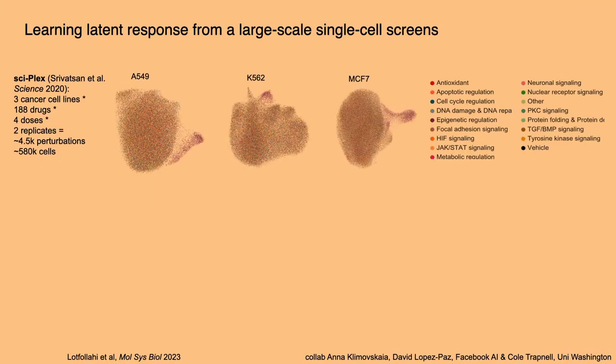This is a data set from Cole Trapnell, and I learned a new word from you today. You called this plot, not a mosaic, no, you called it a salt and pepper plot, no, a mosaic plot, some nice confetti plot, yeah. So this is a confetti plot, and you see that you have all these different labels for the perturbations. In this case, I think it was something like 200 drugs that were added to 3 different cell lines. You see just the single-cell RNA-seq readouts.